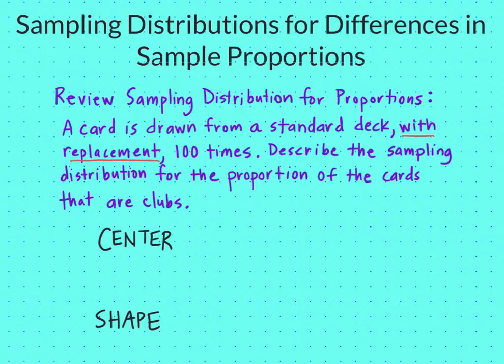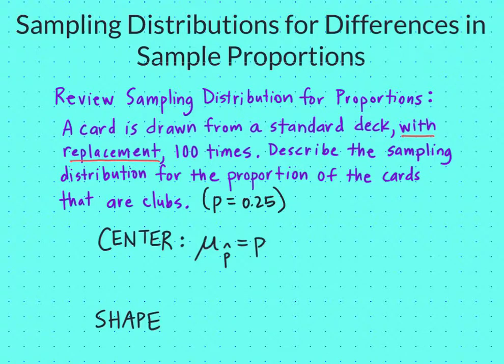So let's start with the center. If you go straight off the formula sheet, all these letters start to get crazy with the subscripts and the Greek letters. But the formula is mu sub p hat equals p. That's the mean of all of the sample proportions is equal to the population proportion. Well, we know the population proportion, p equals 0.25, because 25% of all the cards are clubs.